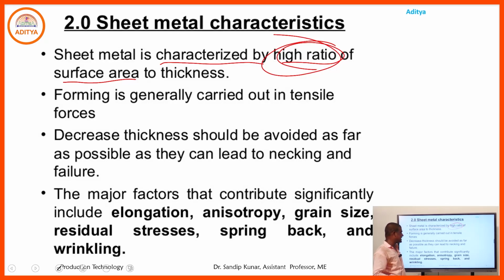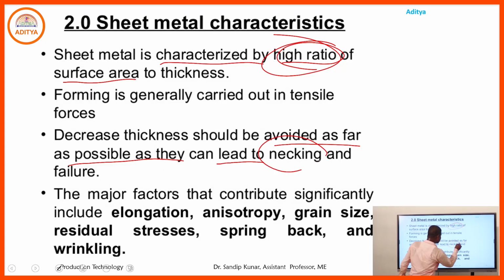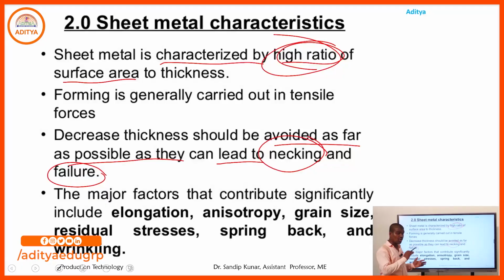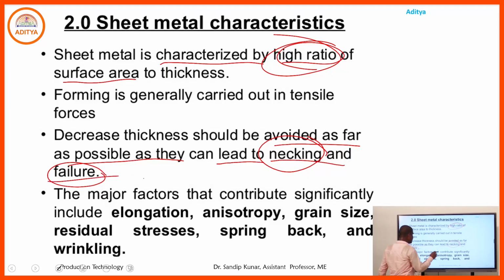While decreasing the thickness of the sheet metal, we avoid excessive reduction as far as possible, since it can lead to necking. If we keep reducing, the thickness decreases and may lead to necking and failure. So we always take care, converting into thin sheet as per our requirement and not more. If the sheet becomes too thin, necking and failure will take place.